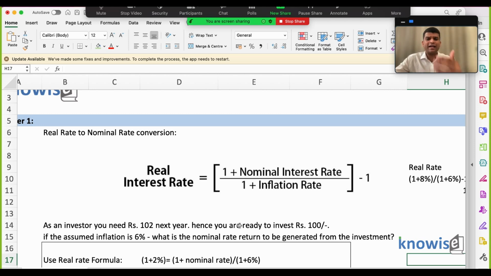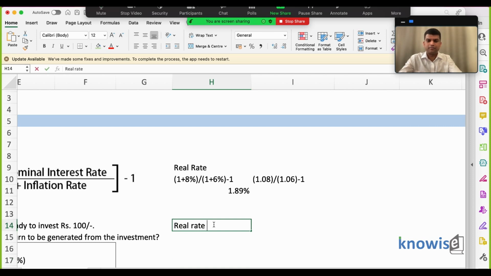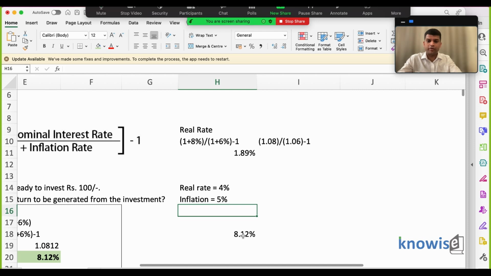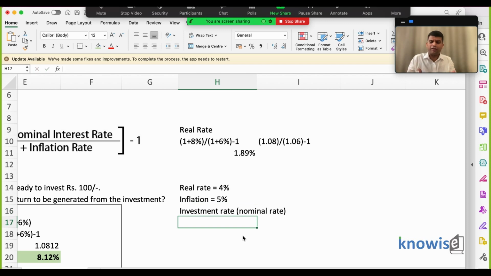What could be an indirect form of asking the same question? Let's understand this with another example. Imagine the scenario is your real rate of return is 4%. The real rate of return you got from an investment is 4%, and the inflation is 5%. The question could be, what is your investment rate, or nothing but what is your nominal rate? So now how will you solve this?